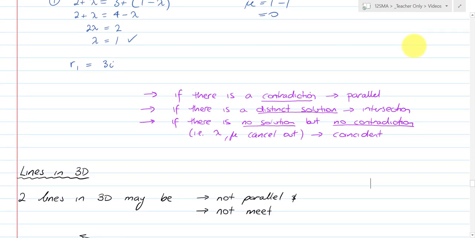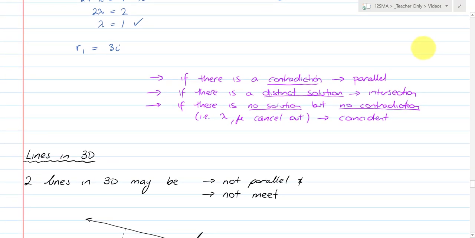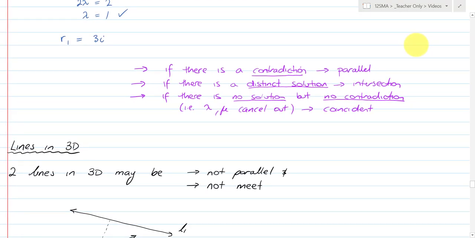If there's no distinct solution as an intersection, but no contradiction, then they're coincident. So that no solution will actually mean there's an infinite number of solutions. For the contradiction, you'll get something like lambda equals 2 and lambda equals 4, or 2 equals 4, or something like that. And for the no solution, you'll get something like 7 equals 7, which will just seem a bit weird. Your lambdas and your mu's will cancel out.